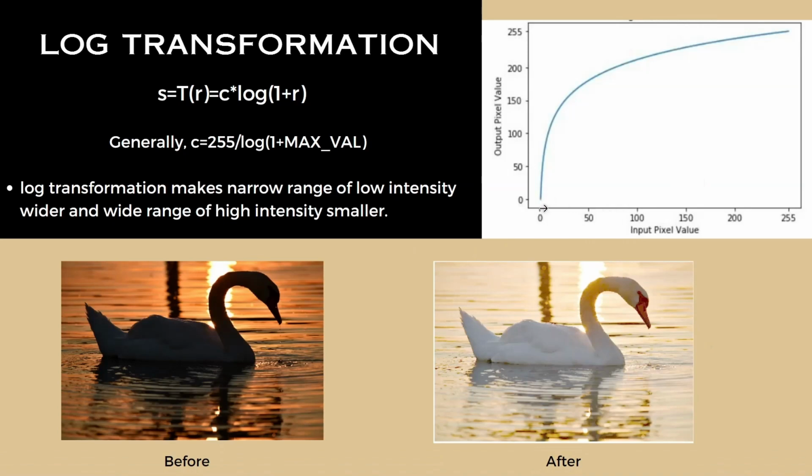In this graph you can see that for lower intensity, the narrow range is becoming wider. And since the narrow range is becoming wider, you will be able to differentiate some colors in the output image, which you can't in the input image. If you focus on the face of the bird, then in the output image you can differentiate the white color, yellow color and red color, but in the input image you can't differentiate these colors.